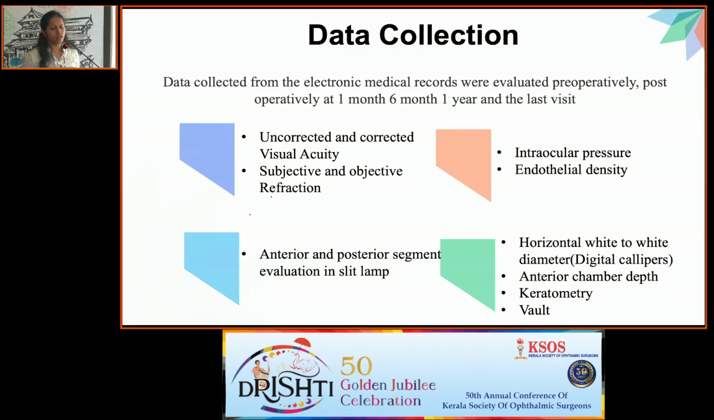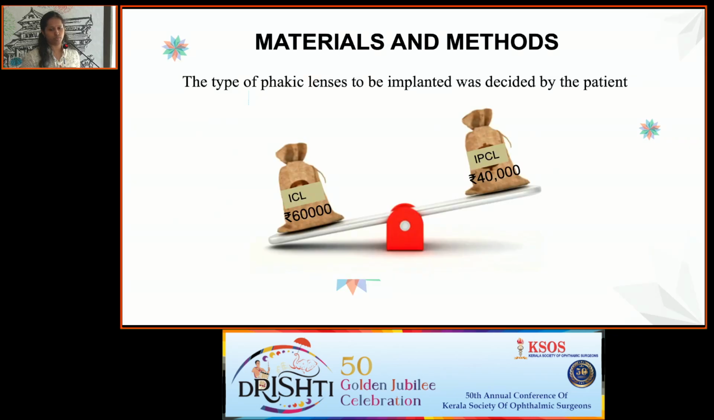and the last visit. Uncorrected and corrected visual acuities, subjective and objective refraction, slit lamp evaluation, intraocular pressure, and endothelial density were recorded at each visit. Additionally, horizontal white-to-white diameter was measured with digital calipers, and anterior chamber depth and keratometry with the IOLMaster, collected preoperatively, and the vault was calculated postoperatively.